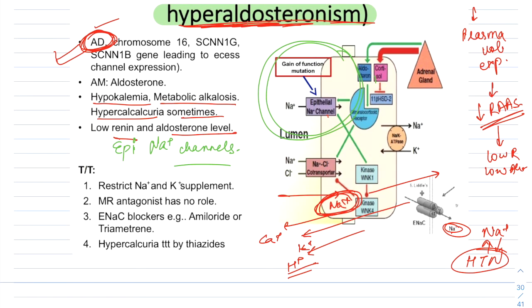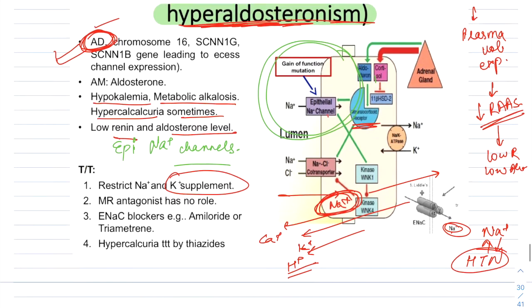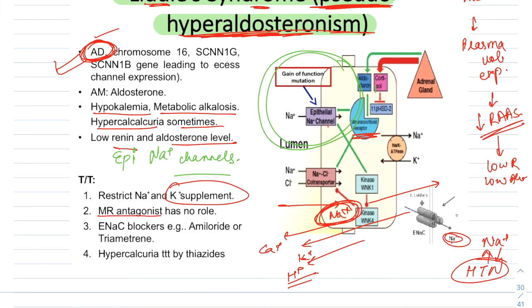So, what is the treatment of Liddle syndrome? We need to restrict the sodium because there is excess sodium. We need to give a potassium supplement. Remember that the mineralocorticoid receptor here has no action. So in Liddle syndrome, the MR antagonists have no role. Because in Liddle syndrome, there is increased sodium reabsorption irrespective of, or independent of, the mineralocorticoid receptor action. So MR antagonists will not have any role.